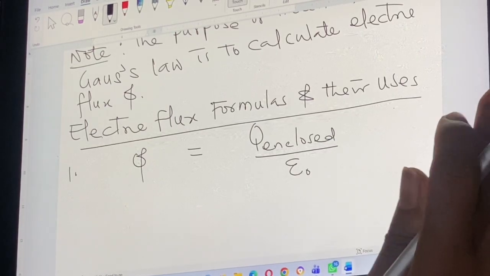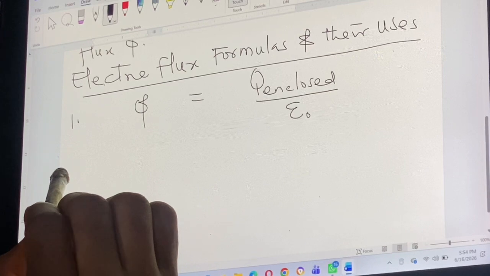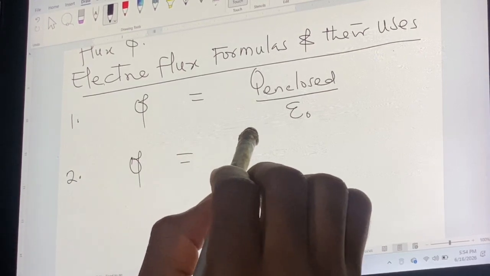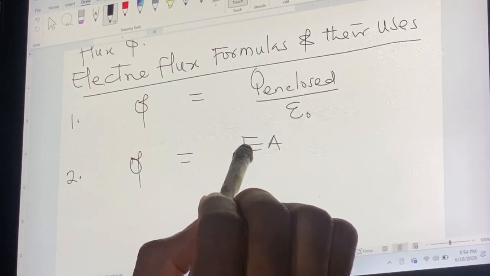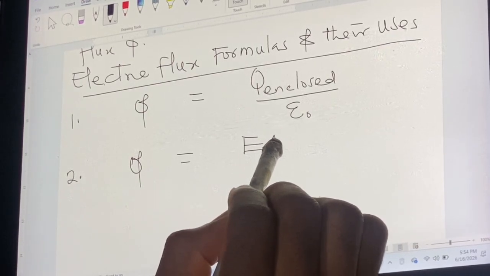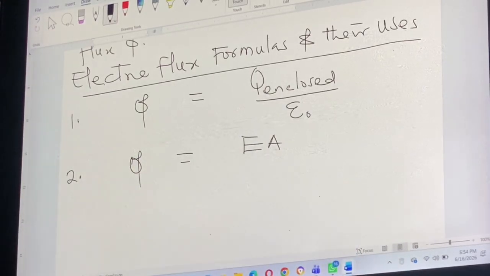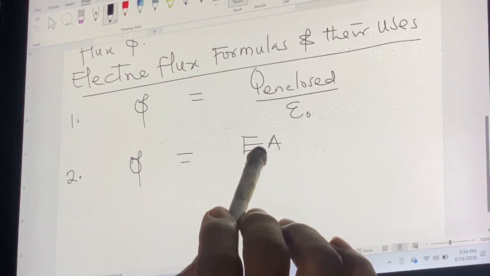Now let's consider the second one. That is the second formula for electric flux. So electric flux is equal to EA. The E here is electric field. The A here is area, depending on the shape. Whenever you are given electric field and you are asked to find electric flux, the formula to use is this second formula.